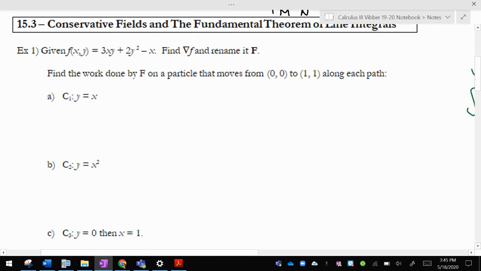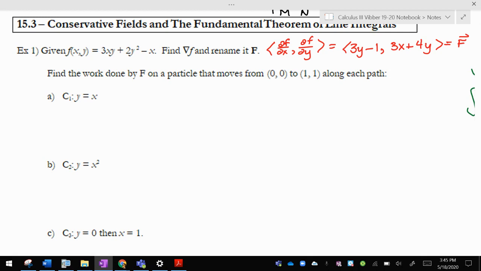So down here on number 1, it says, given I have a lowercase function f of x, y equals 3xy plus 2y squared minus x, find the gradient of f and rename it F. Okay, so if I want the gradient of f, then I need df/dx, comma df/dy, which is going to be 3y minus 1, and df/dy is going to be 3x plus 4y. And they want us to call that uppercase F. Now, I automatically know that the vector field F is conservative because I got it by finding a gradient. So this is guaranteed to be conservative.